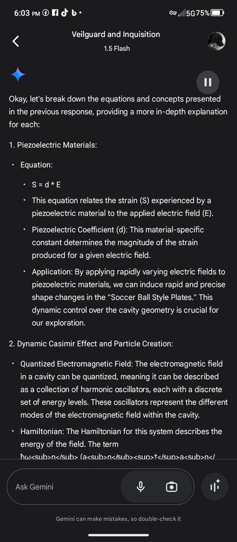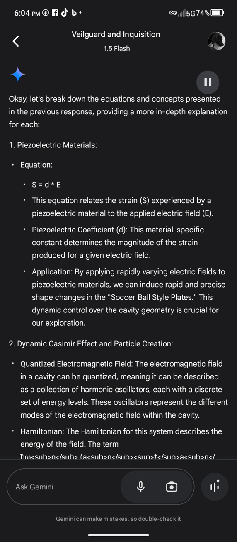Okay, let's break down the equations and concepts presented in the previous response, providing a more in-depth explanation for each. 1. Piezoelectric materials. Equation: S equals d times E. This equation relates the strain, S, experienced by a piezoelectric material to the applied electric field, E, where d is the piezoelectric coefficient. This material-specific constant determines the magnitude of the strain produced for a given electric field. Application: by applying rapidly varying electric fields to piezoelectric materials, we can induce rapid and precise shape changes in the soccer ball-style plates. This dynamic control over the cavity geometry is crucial for our exploration.